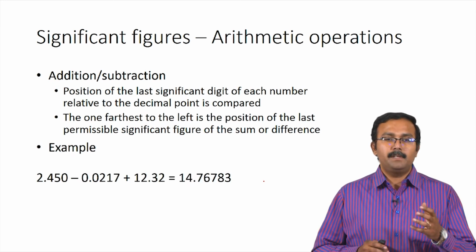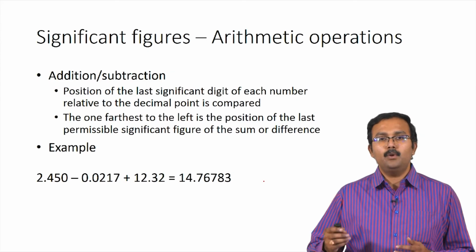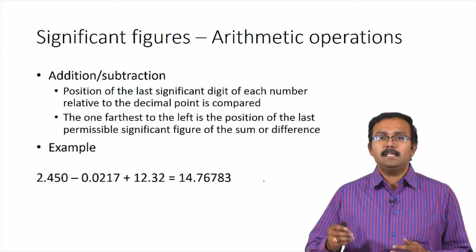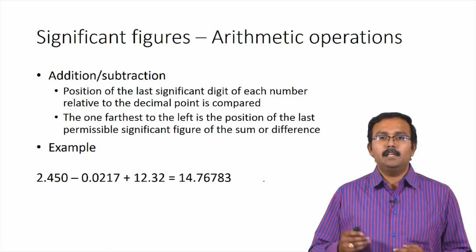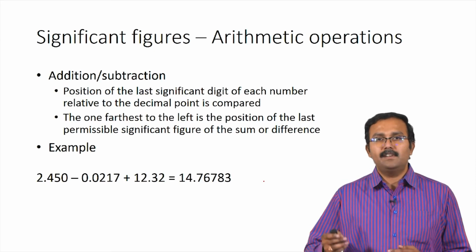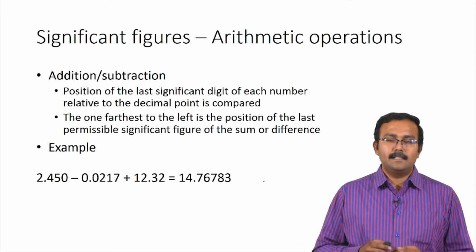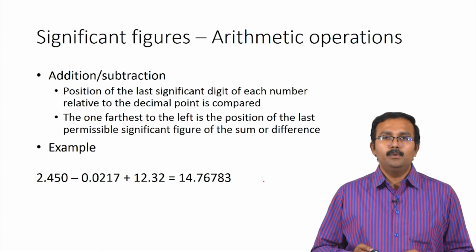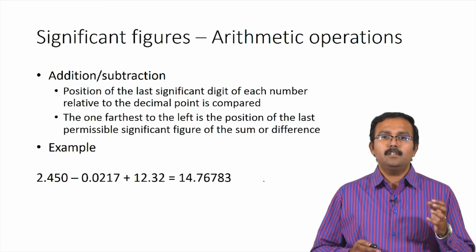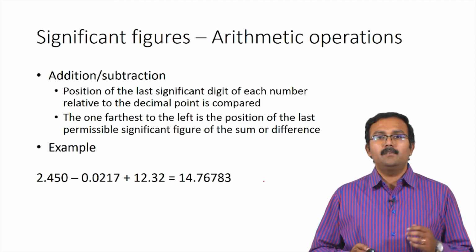The example problem given here is 2.450 minus 0.0217 plus 12.32. Giving this in a calculator, you would end up with 14.76783. Although this is numerically correct, it is again physically not accurate. So, what you do is identify the position of the last significant digit in each of these numbers relative to the decimal point.